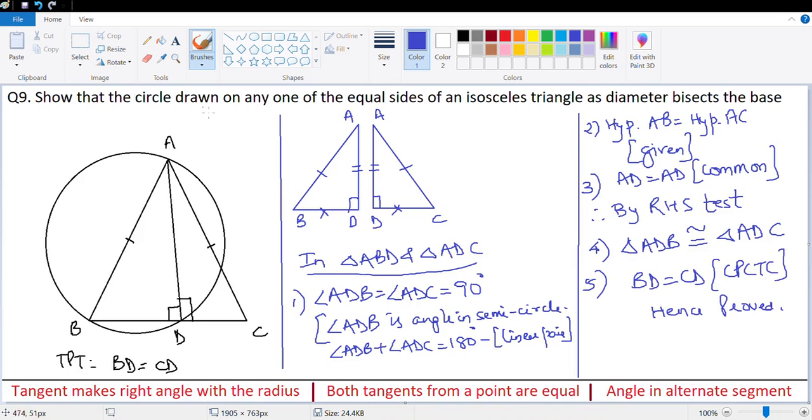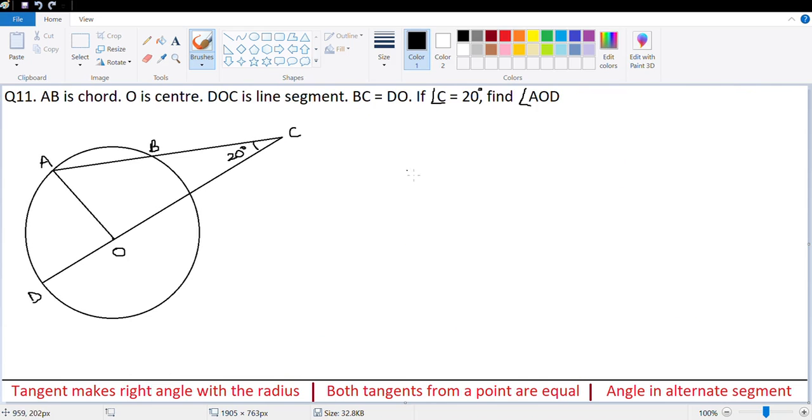Let's look at the next question. The next question that we're doing is question number 11. It says AB is a chord, DOC is a line segment, O is the center, BC is equal to DO. BC and DO are equal. DO is the radius, yes, and BO is also the radius, and I know AO will also be equal. These are radii of the same circle.